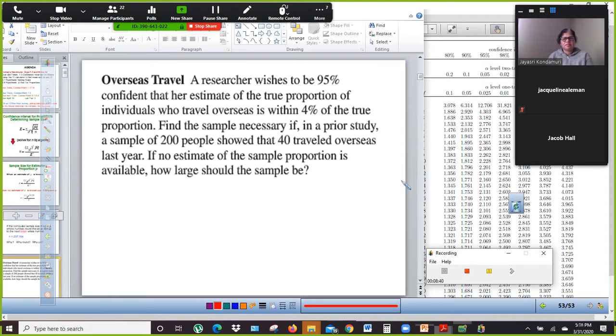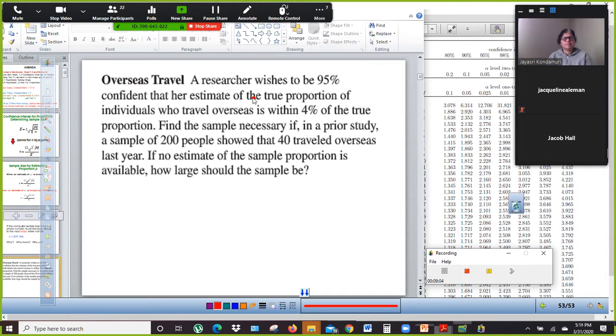A researcher wishes to be 95% confident that her estimate of the true proportion of individuals who traveled overseas is within 4% of the true proportion. Find the sample size necessary if, in a prior study, a sample of 200 people showed that 40 traveled overseas last year. If no estimate of the sample proportion is available, how large should the sample be? Great. Thank you.